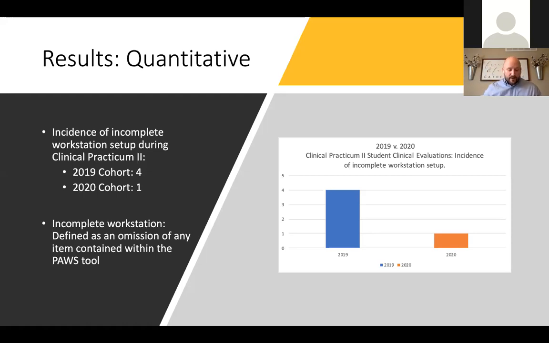On comparison of the data elicited from student clinical evaluation forms completed during Clinical Practicum 2 for the two cohorts, a significant decrease in incidence of workstation omissions from 4 to 1 following implementation of the PAWS tool was noted. It has been concluded that patient safety has been positively affected, and this information supports continued utilization of the PAWS tool by future cohorts of the nurse anesthesia program.